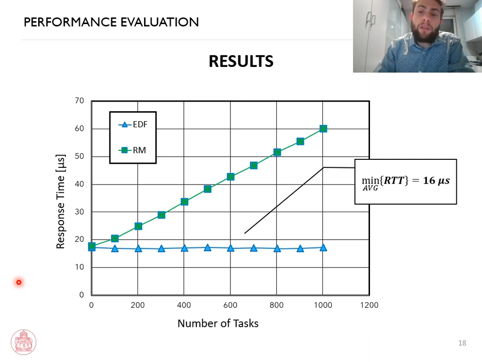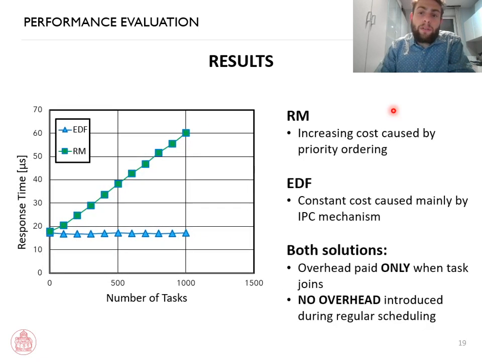Here in the slide I have reported the results. You can see the minimum average round trip time is 16 microseconds. From the plot it is clear that while the response of the EDF plugin is constant, the rate monotonic plugin has an increasing cost that can be attributed to the operation performed by the plugin to update the priorities assigned to the tasks. But for both plugins, notice that the cost must be paid only when declaring a new task, when a new task joins the task set, because during the regular scheduling operation, the overhead introduced is zero, because you use directly the policy offered by the kernel.